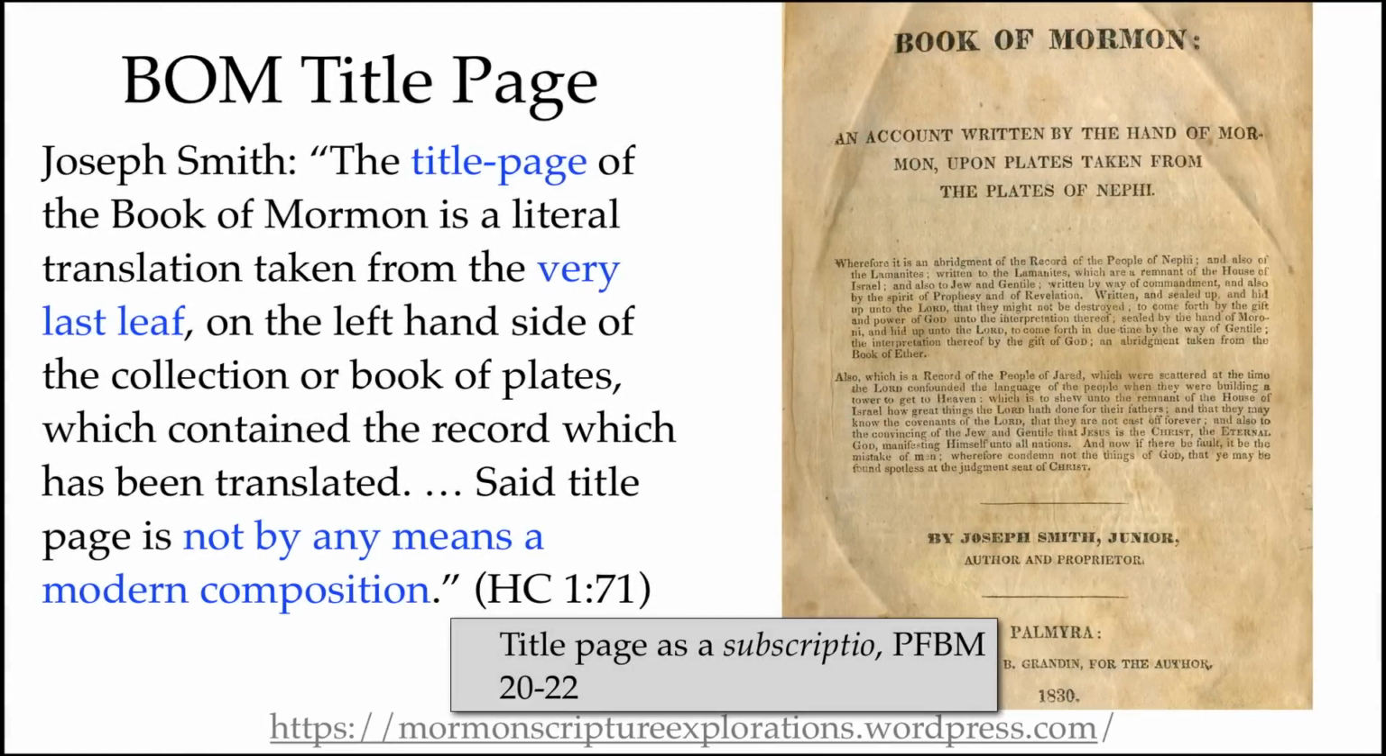We're starting with the Book of Mormon title page, and it's important to note that according to Joseph Smith, this title page was taken from the last leaf of the golden plates. Now, it's not a modern composition, meaning that Joseph Smith isn't claiming to be the author of it, but saying that it's part of the ancient record. It's interesting that in this case, he says it's the last leaf, which of course is counterintuitive to modern conceptions where we put the title page at the first page, not the last page.